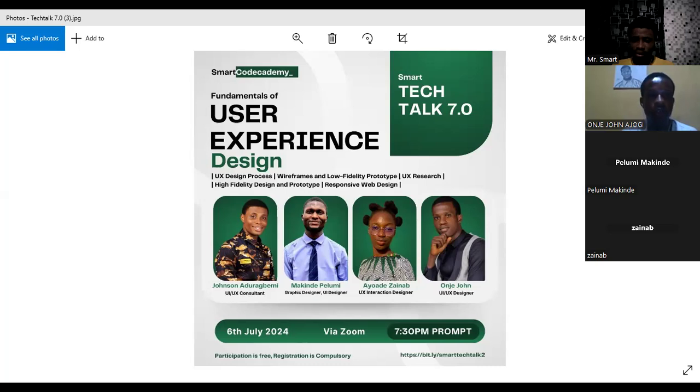Okay, in addition to what Mr. Makinde has said, user experience focuses on creating the overall experience of using a product. That's what user experience design is all about, such as the user research, the user flow, the wireframing, prototyping, and the testing aspect, sir.